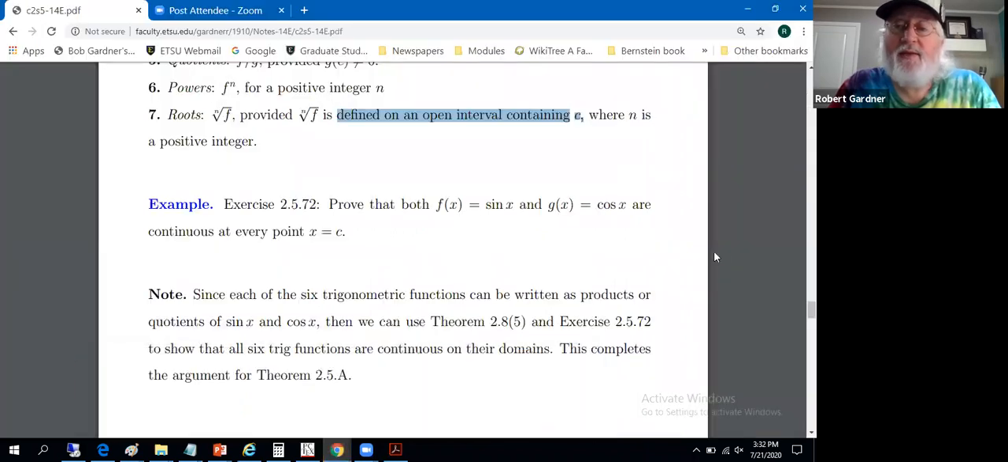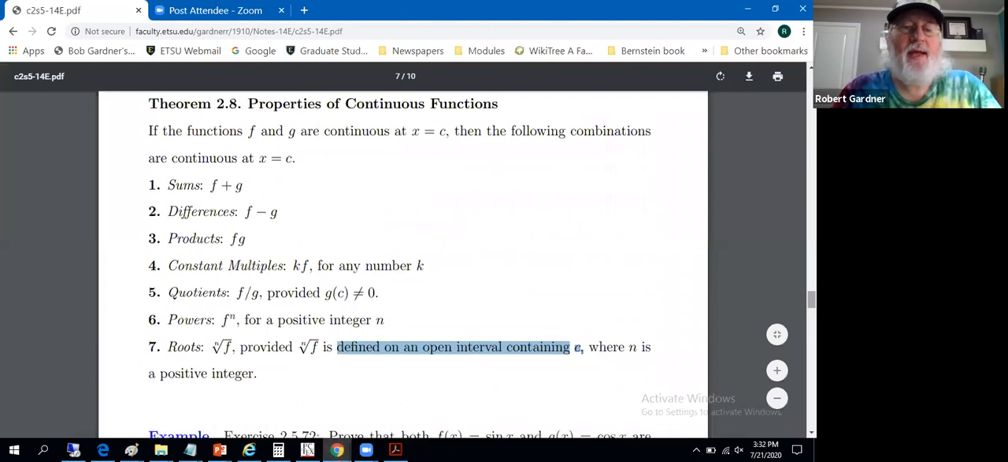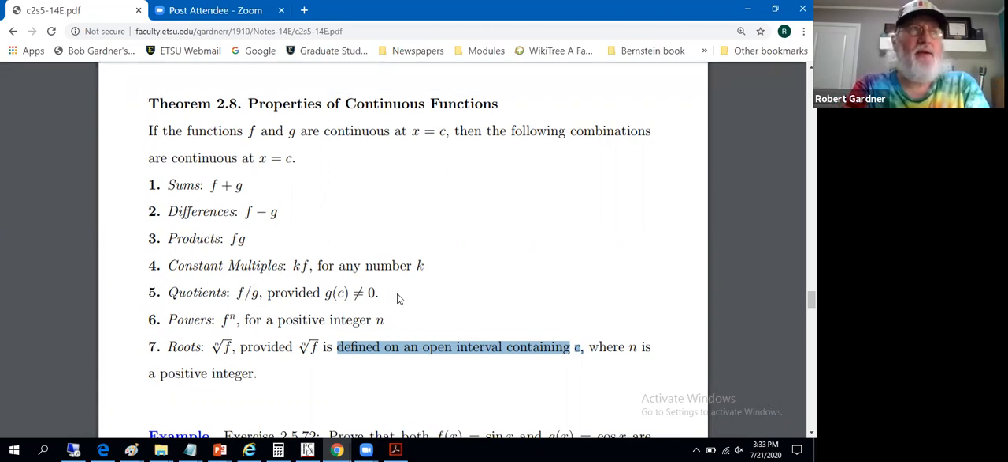We just stated a theorem, theorem 2.8, about quotients in particular. When we stay away from division by 0, quotients of continuous functions are continuous. Awesome. Then the tangent, what's tangent? Sine over cosine? That's a continuous function on its domain. There's some places where that's undefined. Cotangent, which is cosine over sine, is continuous everywhere it's defined.